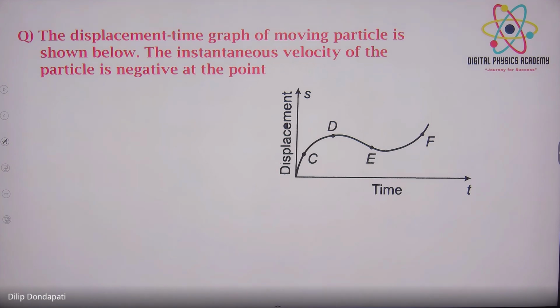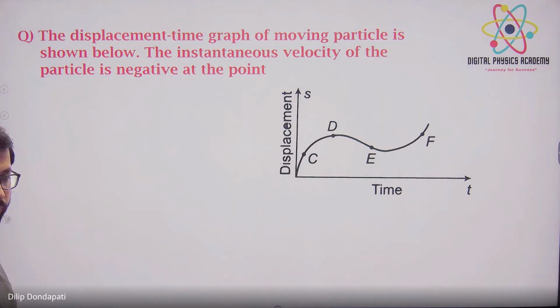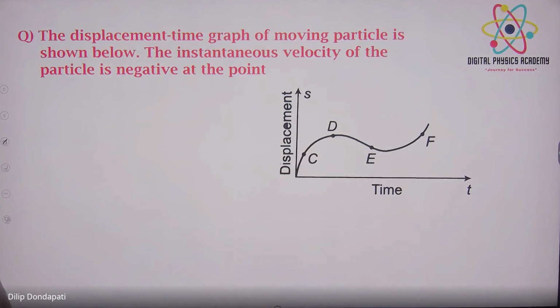Displacement time graph is given. Instantaneous velocity of a particle is negative at a point. Which point is negative? So when E. When we try to draw a tangent, should it intersect the point at only X-axis, only one point? Yeah. C E. E is answer.